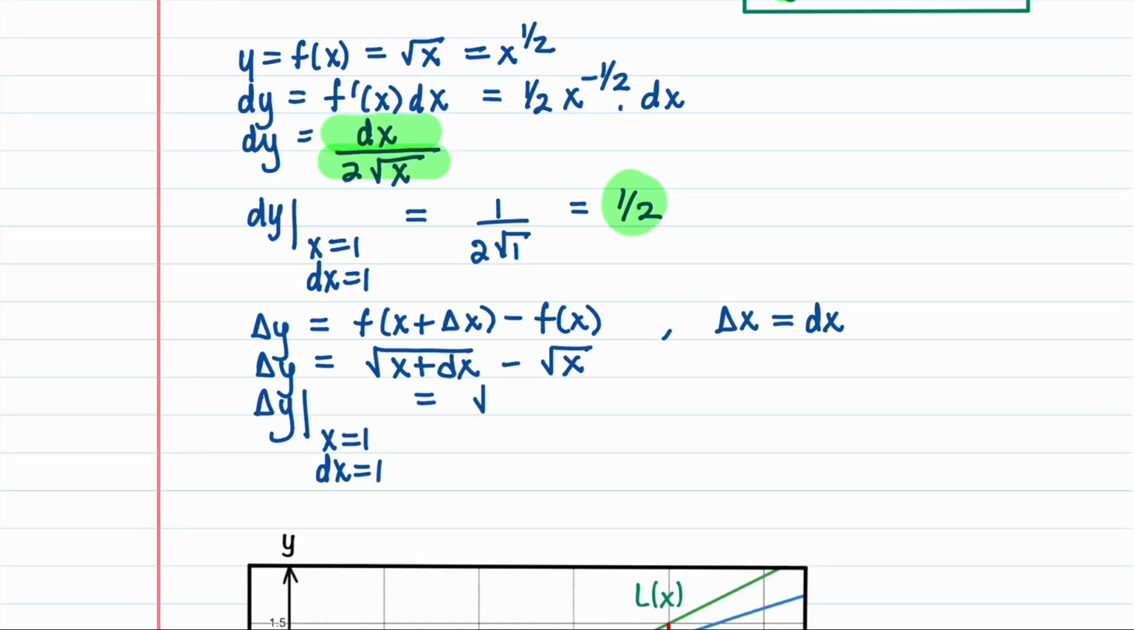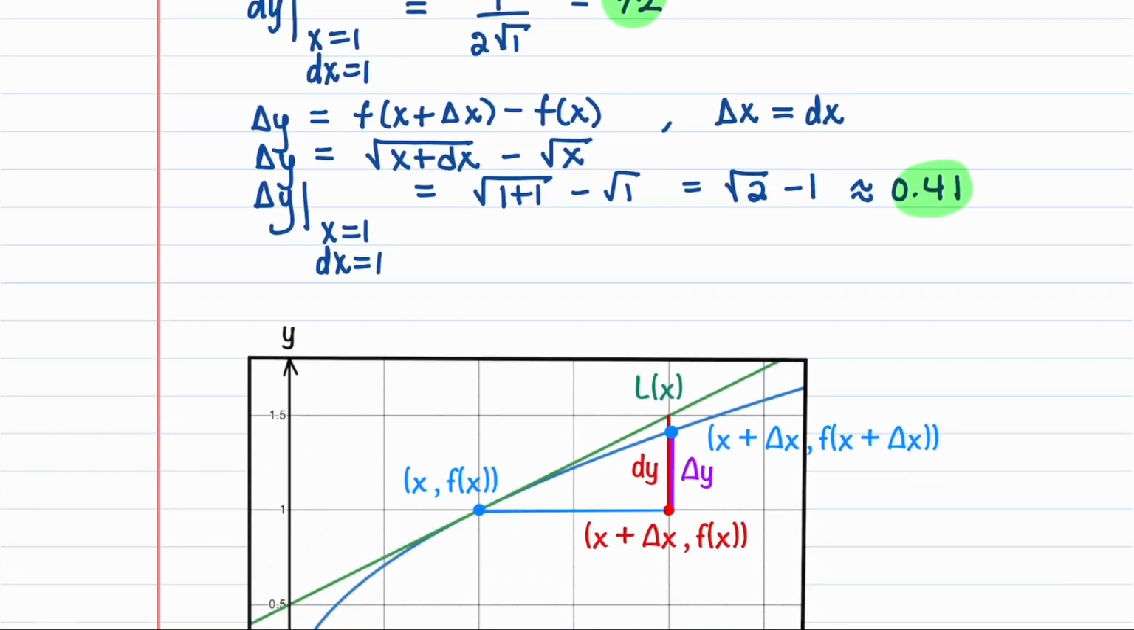So this becomes the square root of 1 plus 1 minus the square root of 1. So this is the square root of 2 minus 1, and this is approximately 0.41. dy is the approximate change in y, and then delta y is the exact change in y.